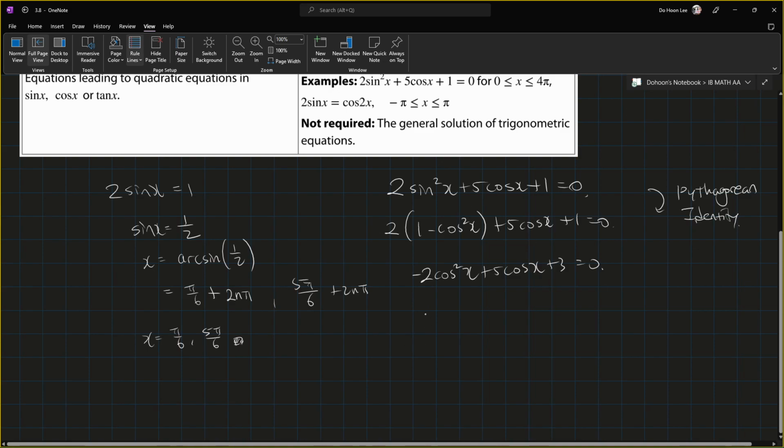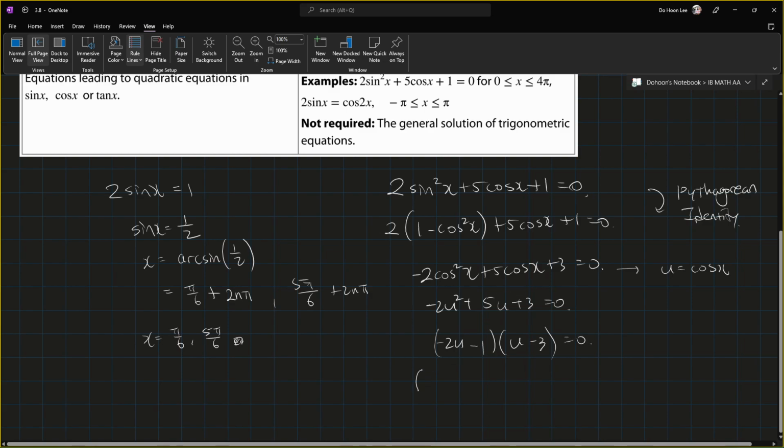At this point, I think we can factor this. By the way, if you're confused by this, let's do a substitution. Let's say u equals cos x. It just helps our thinking of it. Negative 2u squared plus 5u plus 3 equals 0, where this is negative 2u, and it seems like I should do negative 1 here and negative 3 here. So it becomes plus 6u minus u.